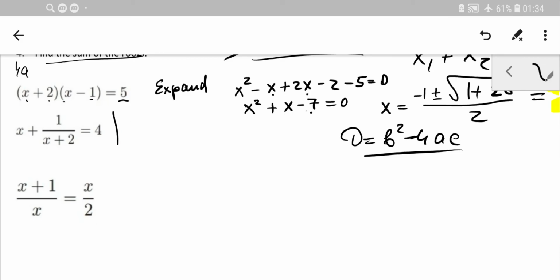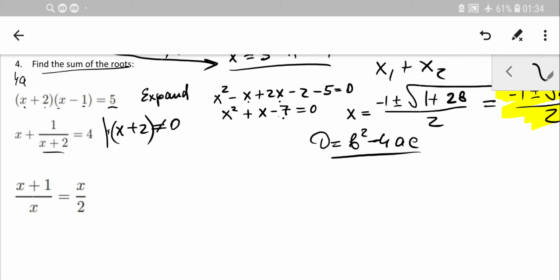That's sort of fractional. We can say that x plus 2 is not 0, and we multiply both parts by x plus 2 in order to get rid of the denominator. So here it will be cancelled. We multiply by x plus 2 both parts. x plus 2 by x is simply x times x plus 2.